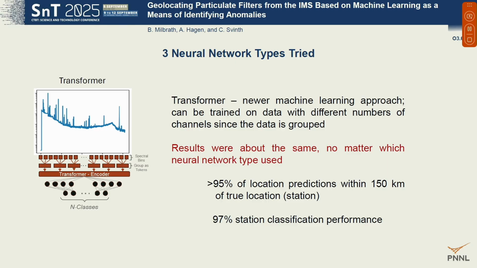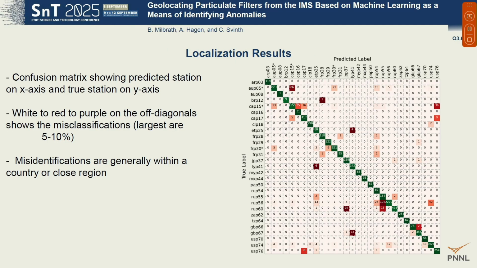But in truth, the results, because IMS spectra are a very rich data set with a lot of easy ways to come up with what statisticians call distances, were good no matter what neural network we used. Greater than 95% of these location predictions were within 150 kilometers of the true location, which of course was a station, and greater than 97% of our station classifications worked with this supervised training.